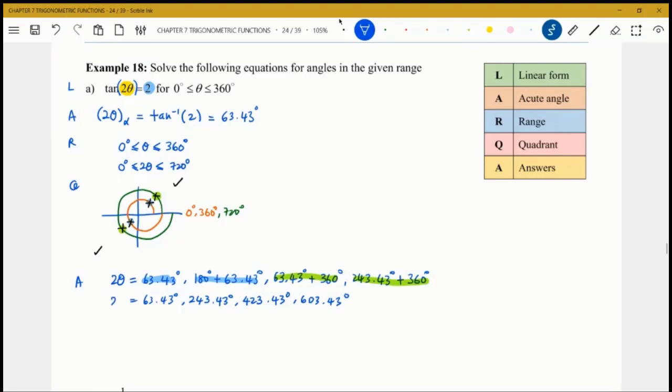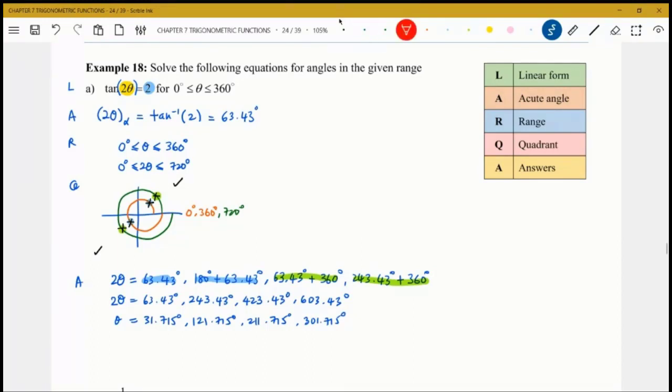So subjek dia adalah 2 theta. But then kita nak cari single theta, it means you have to divide all these 4 things with 2. So the first one kita akan dapat 31.715 degree. And then the second one we get 121.715 degree. 211.715 and then 301.715.